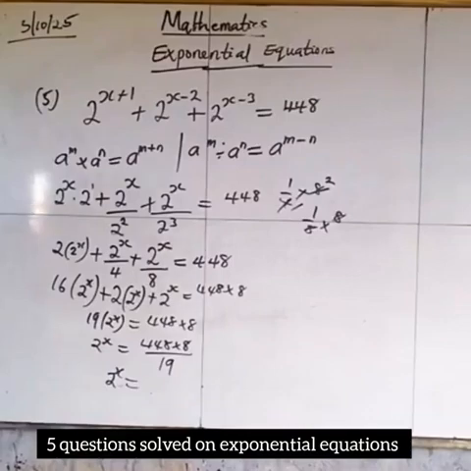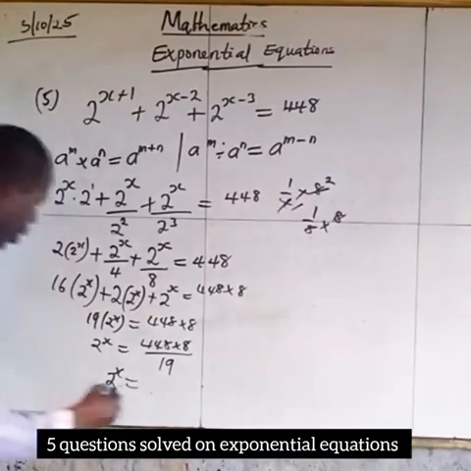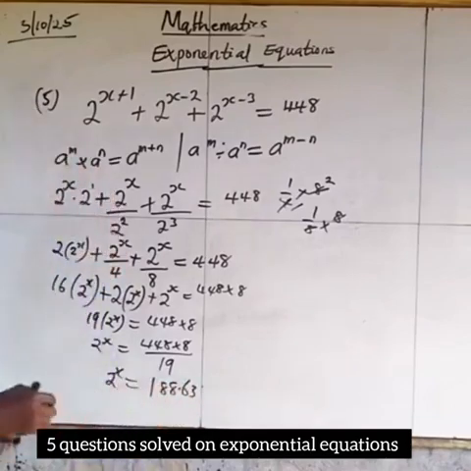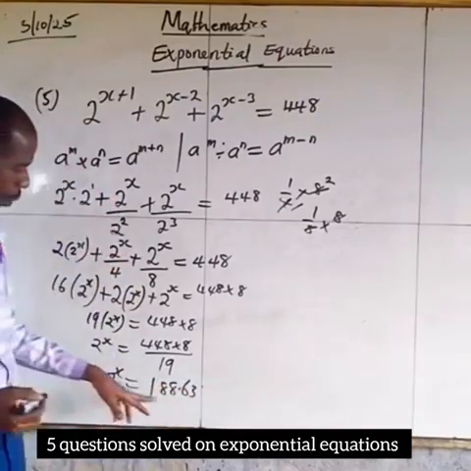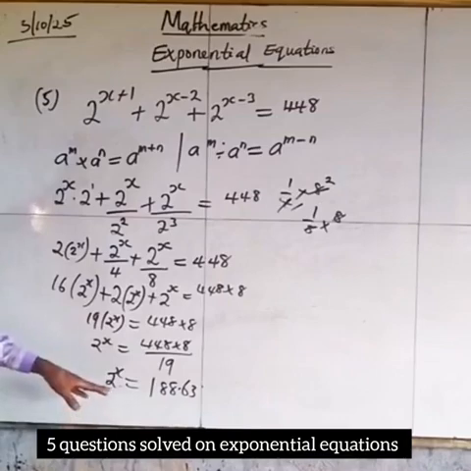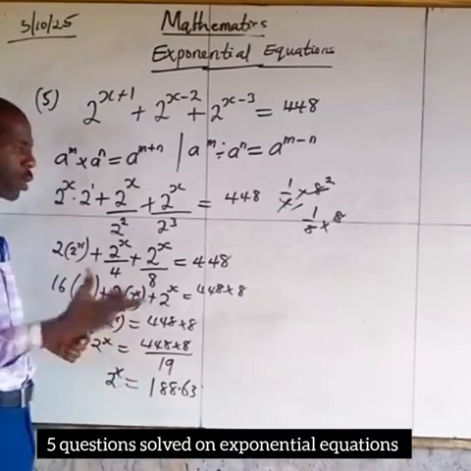Okay, after division, it will give us 188.63. So how do we get our x now? Because the base here cannot be expressed to base 2. The only way to get this x now is to take the natural log of both sides, or express both sides as log to base 2.